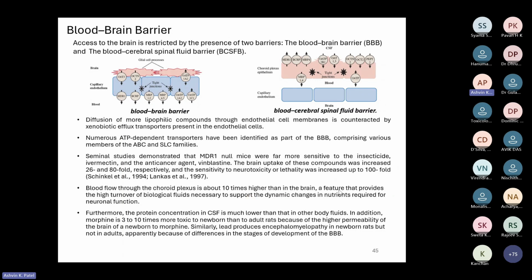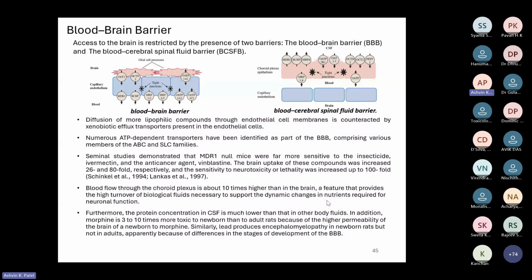Diffusion of more lipophilic compounds through the endothelial cell membrane is countered by xenobiotic efflux. The efflux transporters include MDR1, BCRP, MRP1, MRP2, MRP4, and MRP5, which are located in the apical plasma membrane and help in xenobiotic transfer. Numerous ATP-dependent transporters have been identified as part of the blood-brain barrier and comprise members of the ABC and SLC families.